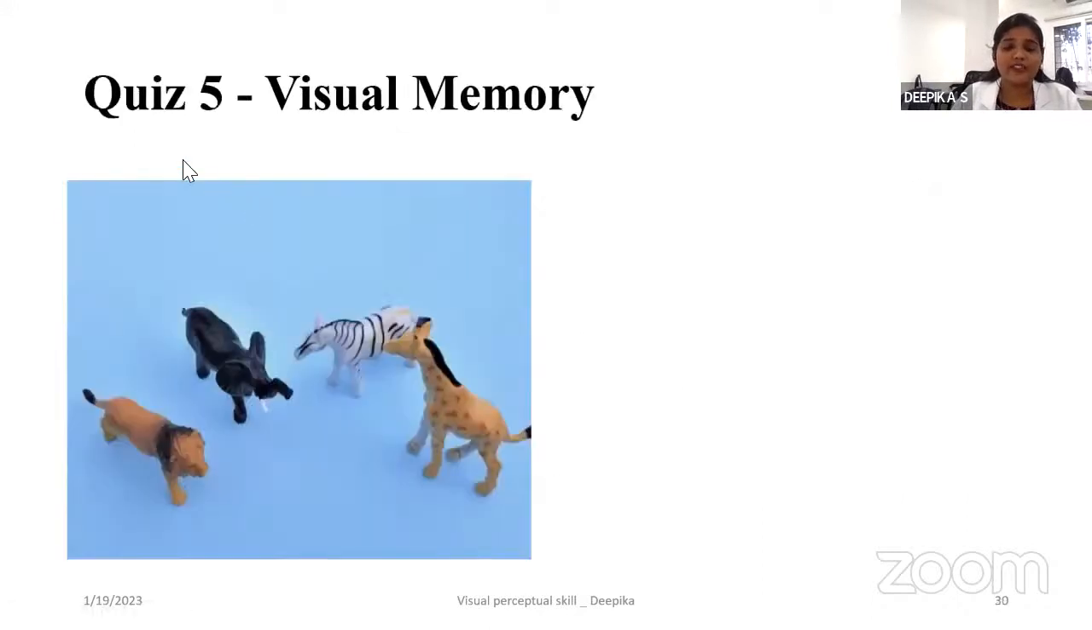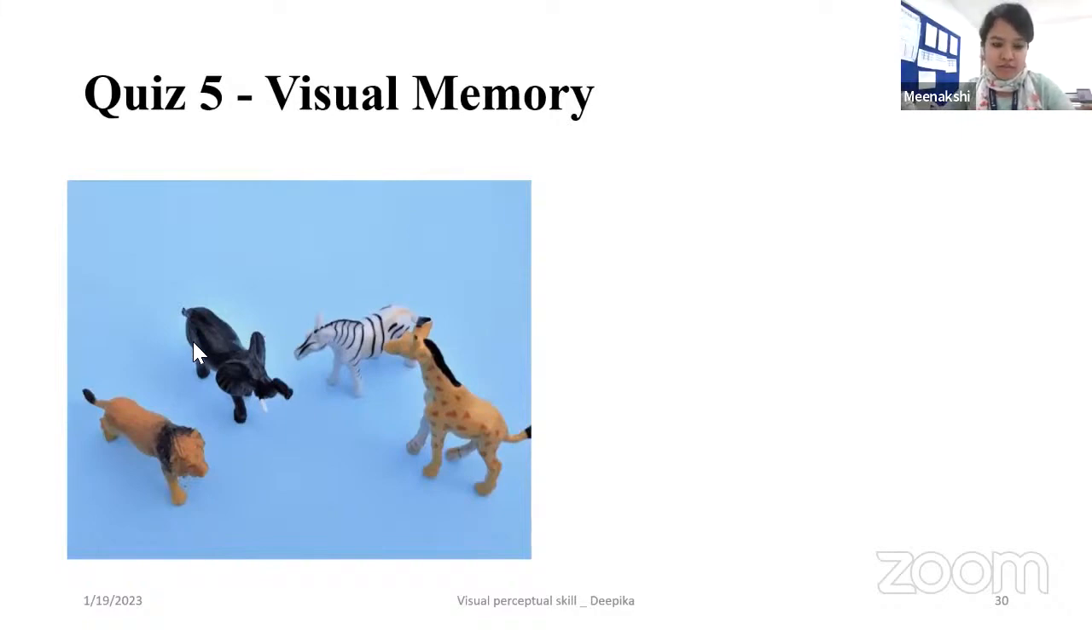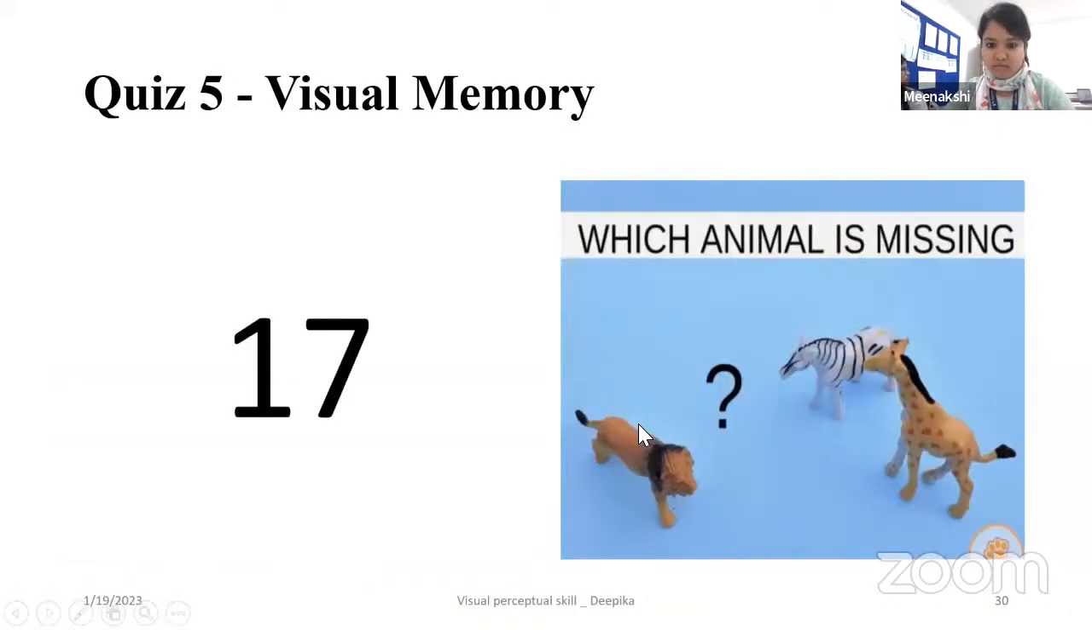So here is the next quiz. Adding to the last quiz, based on visual memory, you see four animals here. Try to remember all four animals. Tell me which animal is missing. All the quiz answers will be discussed at the end.